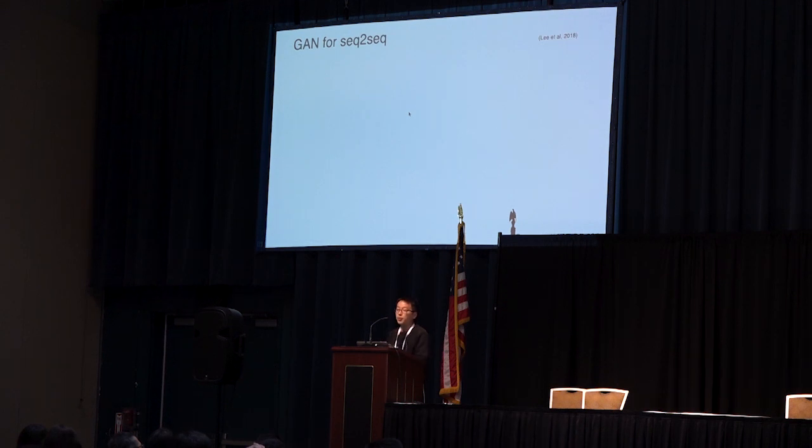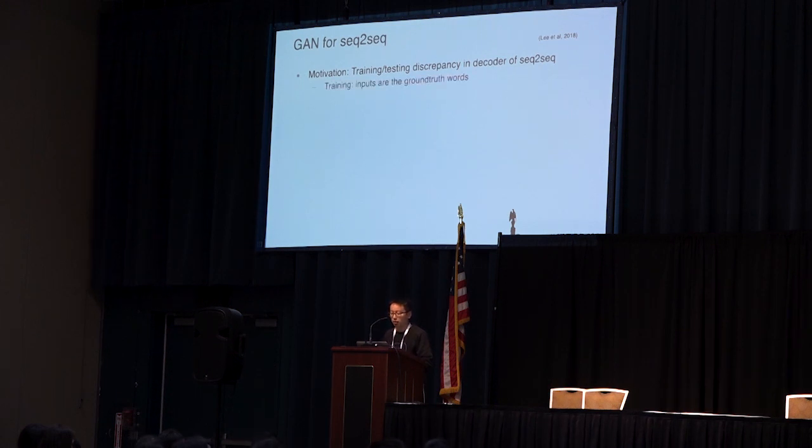Okay, the third paper is more on the algorithm part. It tries to apply GAN to sequence-to-sequence. This is motivated by an issue of sequence-to-sequence. They found that there is a discrepancy between training and testing on the decoder side of the sequence-to-sequence framework. Let me illustrate where the discrepancy is.